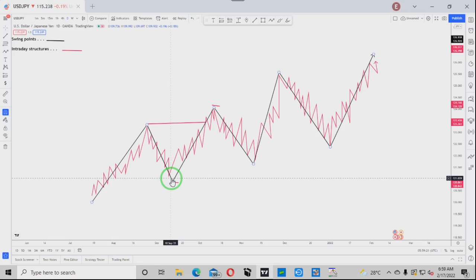Always look at your higher time frame, mark out your higher time frame swing point, so that when you get to your lower time frame, you will not be lost in the noise that will happen there. All right?